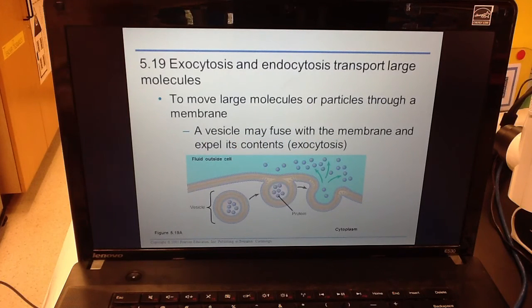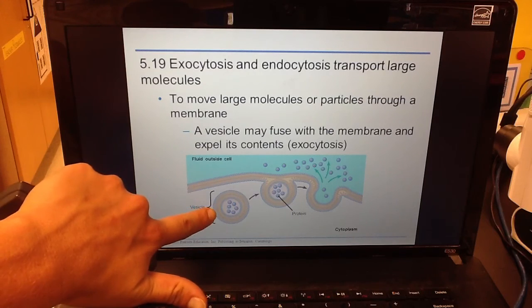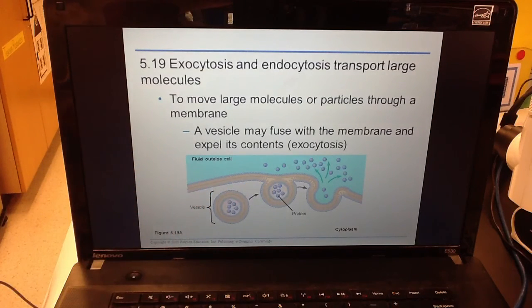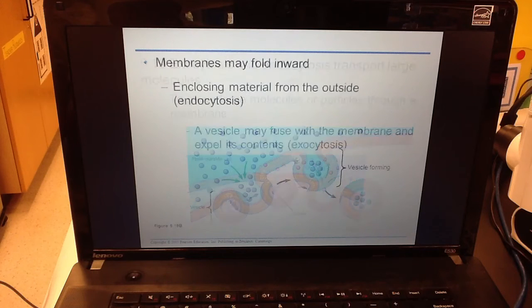An example of active transport on a bigger scale is exocytosis and endocytosis. Exocytosis is where we are exiting, having a vesicle fuse with the cell membrane to release large particles, whereas endocytosis is where we're taking them in. Again, notice that the vesicle membrane is just inserting itself into the cell membrane itself.